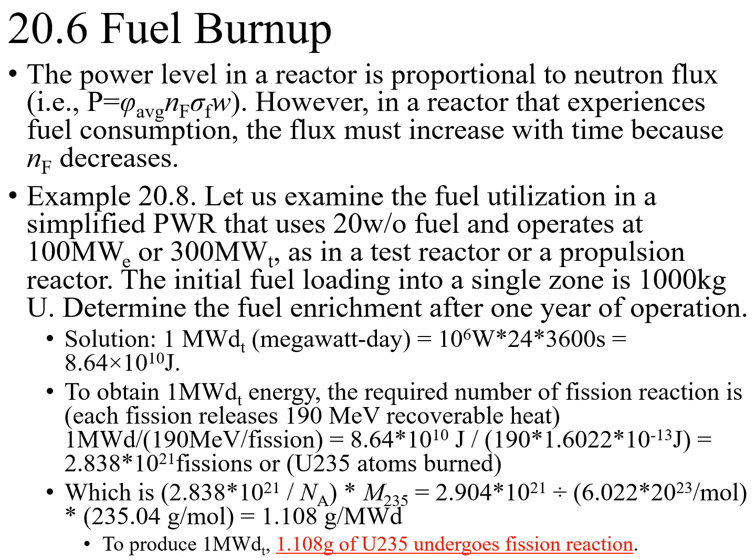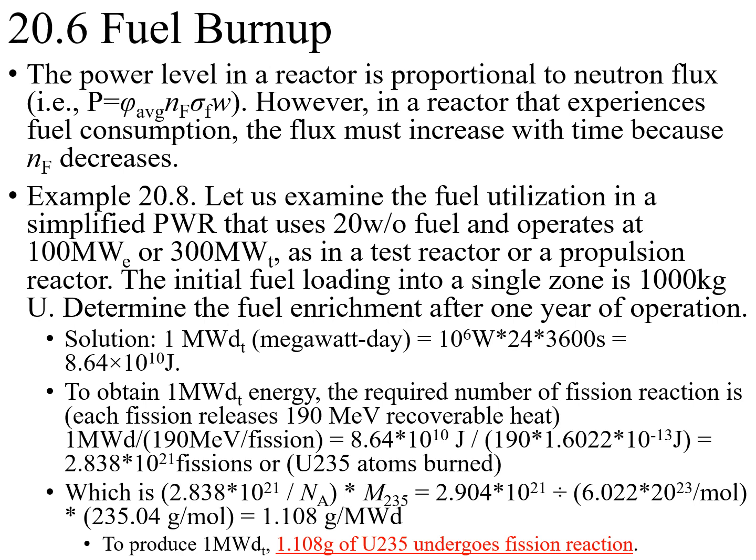Now let's look at an example. For this example, we'd like to examine the fuel utilization in a simplified pressurized water reactor that uses 20 weight% fuel and operates at 100 megawatt E or 300 megawatt thermal, as in a test reactor or a propulsion reactor. The reactor power is 300 megawatt thermal. The initial fuel loading to a single zone is 1,000 kilogram uranium. Determine the fuel enrichment after 1 year of operation.